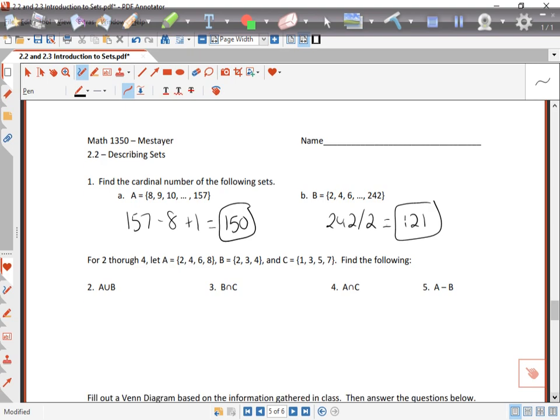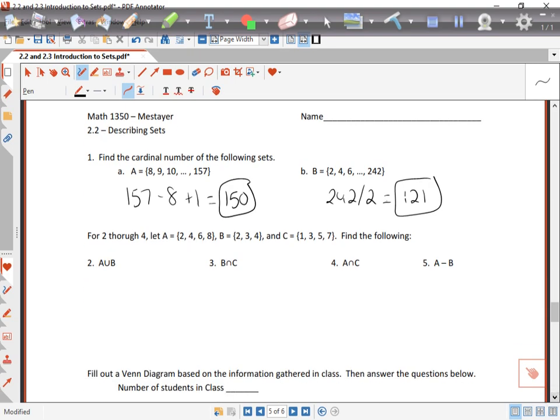Okay, the next one, A union B, remember, is putting A and B together. So A is 2, 4, 6, 8, and B is 2, 3, 4. To put those together and put them in order, I'd have 2, 3, 4, 6, 8. 2, 3, 4 came from B. I already had 2 and 4, 6 and 8.